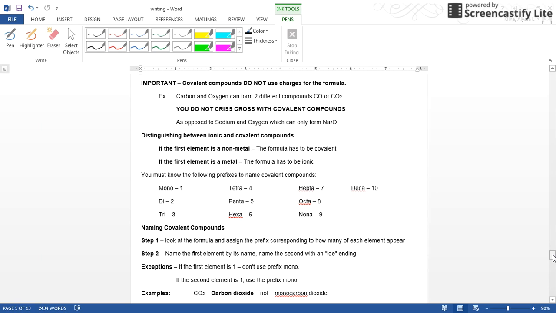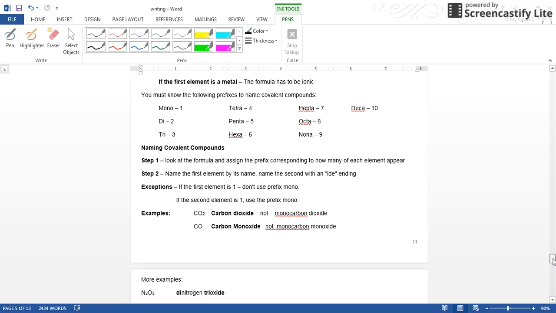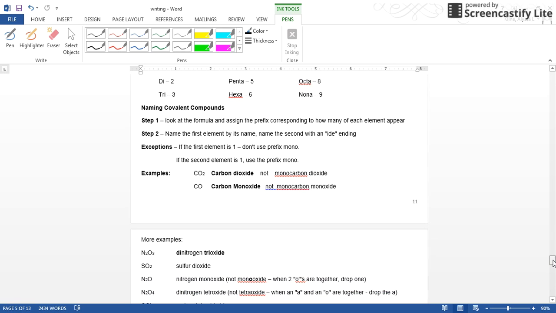You must know the following prefixes throughout the year. All the way up to 10: mono is 1, di is 2, tri is 3, tetra is 4, penta is 5, hexa is 6, hepta is 7, octa is 8, nona is 9, deca is 10. In order to name these, you look at the formula and assign the prefix corresponding to how many of each element appear. You name the first element by its regular name. The second one gets an "ide" ending, just like we did for the ionics.